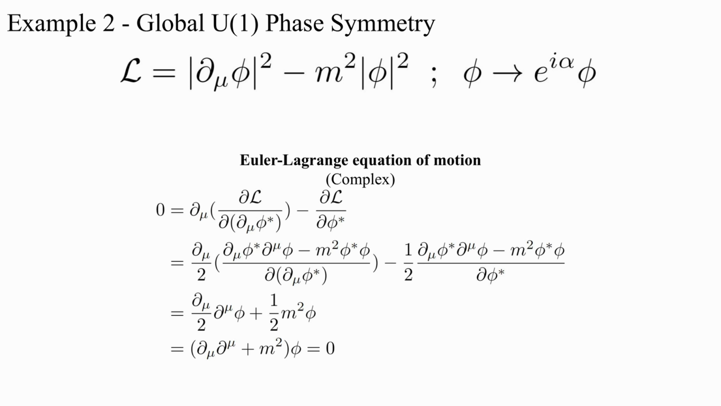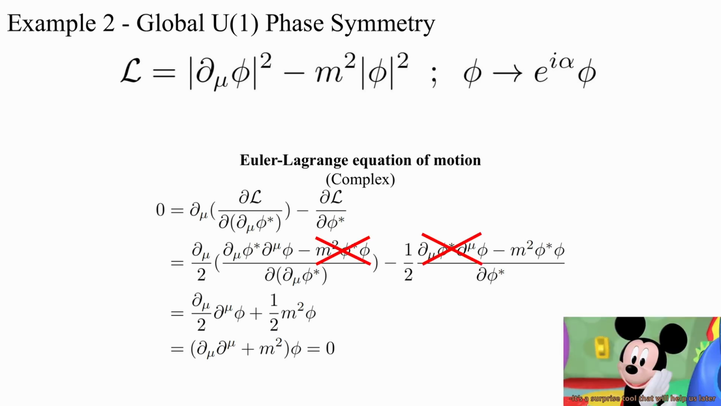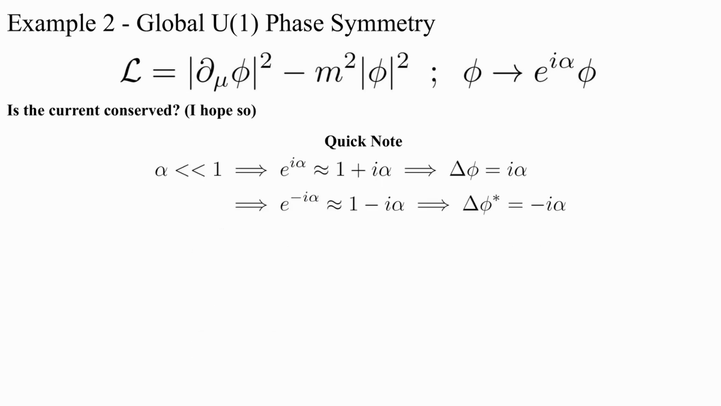Now we derive the complex part of the equations of motion. It's the same procedure except we now derive with respect to the complex field, and we get a very similar result to what we did for the real equations of motion, except that it's the complex conjugate. So now we want to show whether or not the current is conserved.